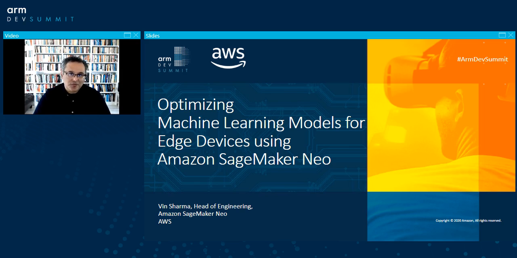I'm responsible for the Amazon SageMaker Neo service team at AWS. AWS has a number of machine learning services, and SageMaker Neo is one of them. It's part of the SageMaker portfolio, and I'm here to talk with you about how we use that to enable machine learning models to run on edge devices based on the ARM Cortex-A architecture.